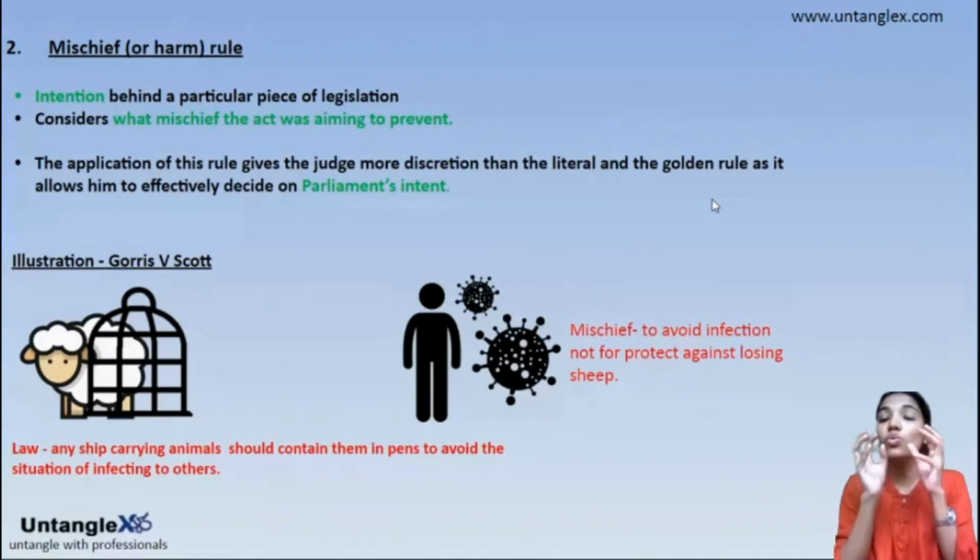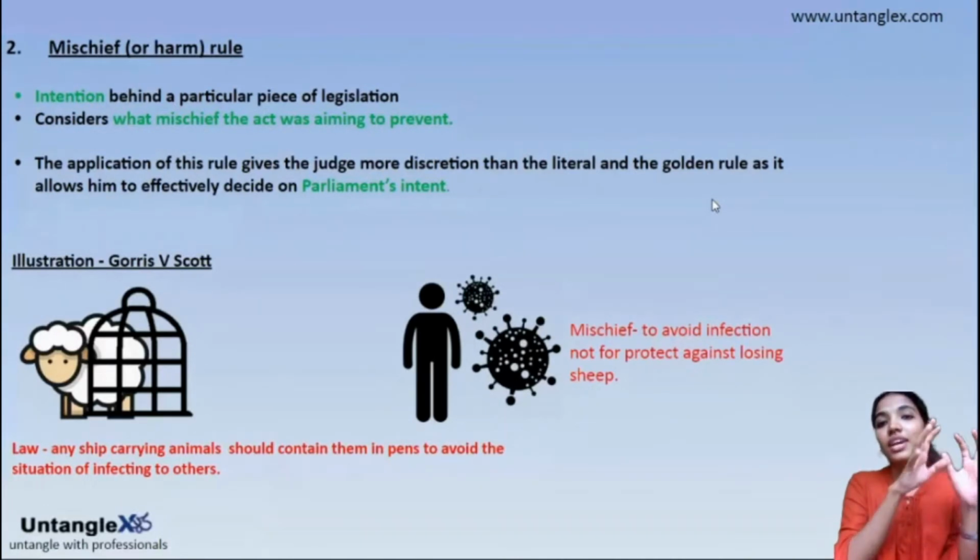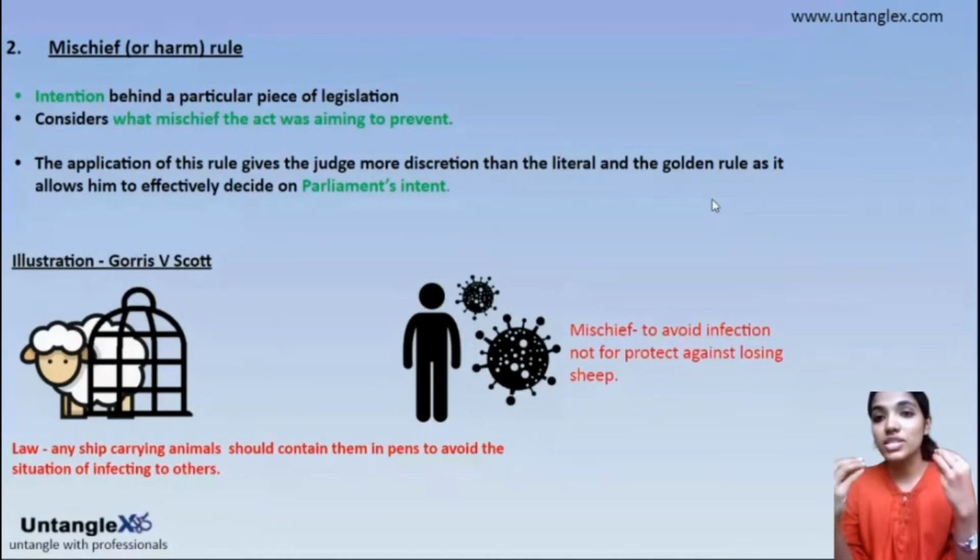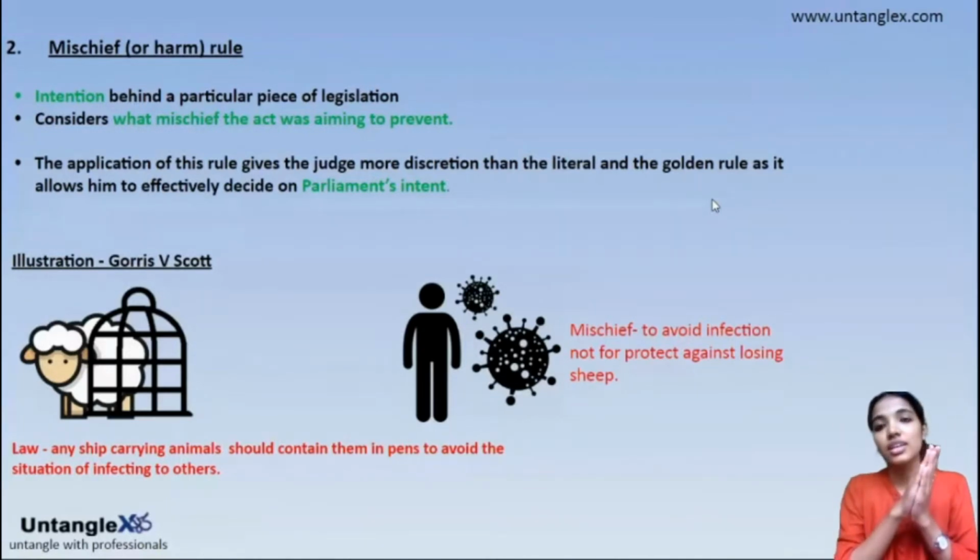So the court applied the mischief rule. In the mischief rule, what was this law meant for? It was to prevent contagious disease. It was not bothered about whether the sheep or the animals would go into water or not. It is meant to prevent contagious disease, and therefore there was no passing of contagious disease in this case, and the defendant is not guilty. That means there is no offense, and the sheep and the man were free.